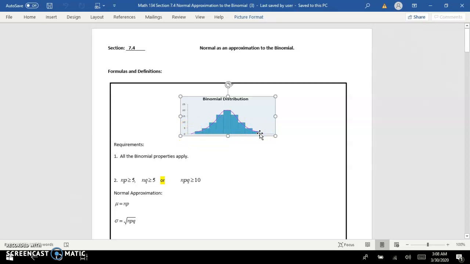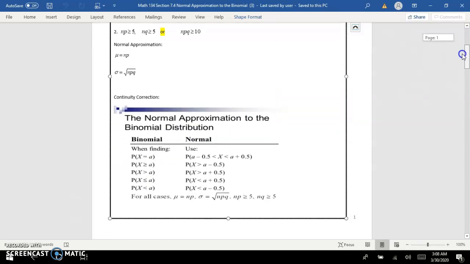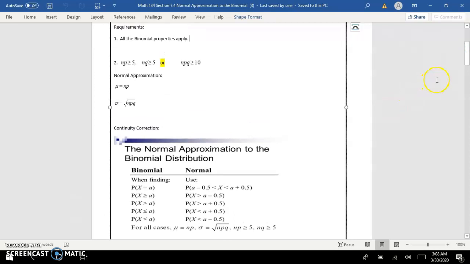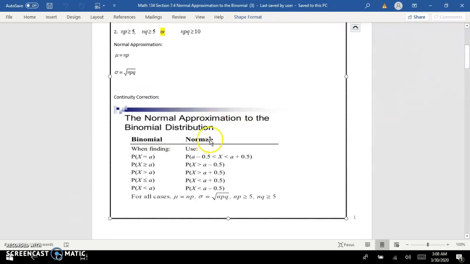Now, when we're talking about the normal distribution, it goes from negative infinity in theory all the way to positive infinity. So to account for this discrepancy within the random variable, we're going to be using the following chart. And the chart here is used as follows. Nonetheless, we're going to be using the normal to approximate the binomial.